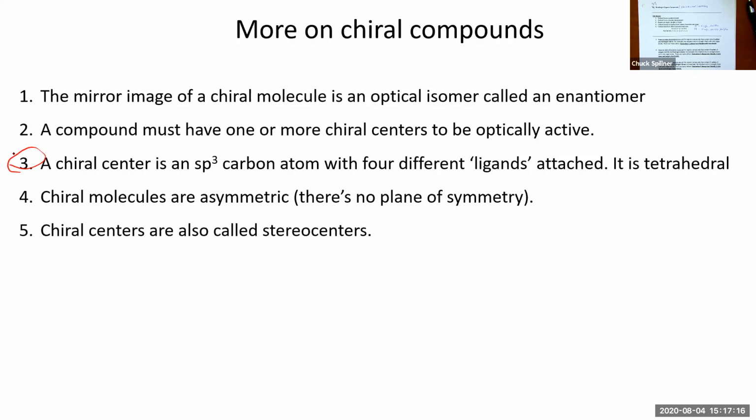Chiral molecules are asymmetric. If you only have 1 chiral center, then it's always asymmetric. But if you have 2 or more chiral centers, you have to look at this asymmetry characteristic. It has to be asymmetric for the molecule to be chiral. That means there's no plane of symmetry. I'll show you an example of what that means. Chiral centers are also called stereocenters, so sometimes you hear that term, stereocenter.